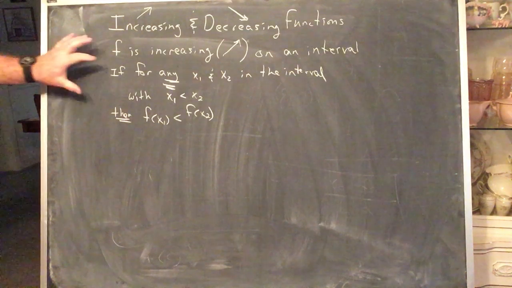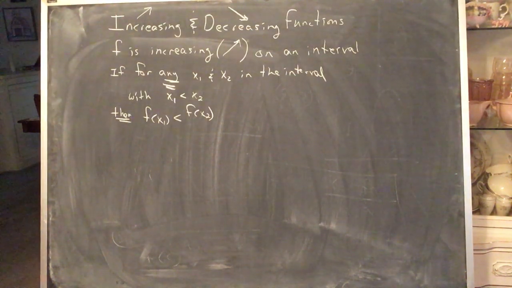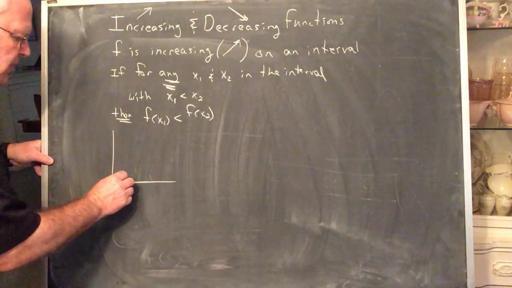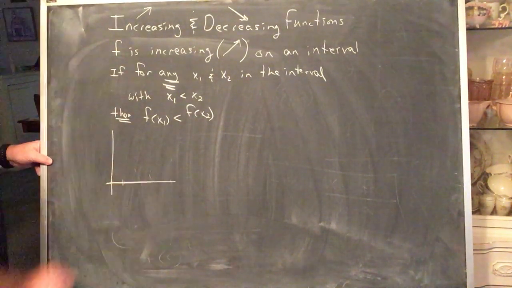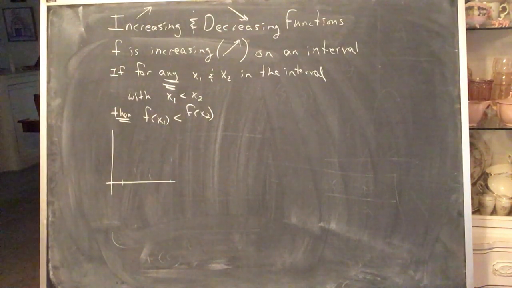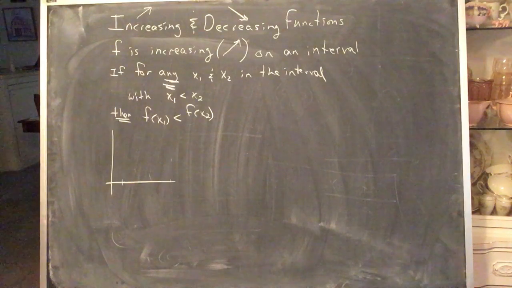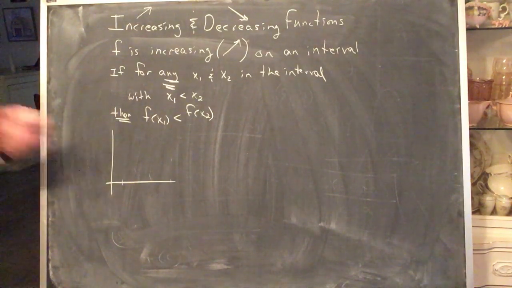So the question is, can we understand what all these symbols mean? Well, I think if we draw the picture, it makes sense and it fits in with what we understand the notion of increasing and decreasing to be, even in the ordinary sense. So suppose we have some sort of an interval here. It might be an open interval, it might be a closed interval, it might be an interval of infinite length. The specific interval is irrelevant. But suppose we have an interval.